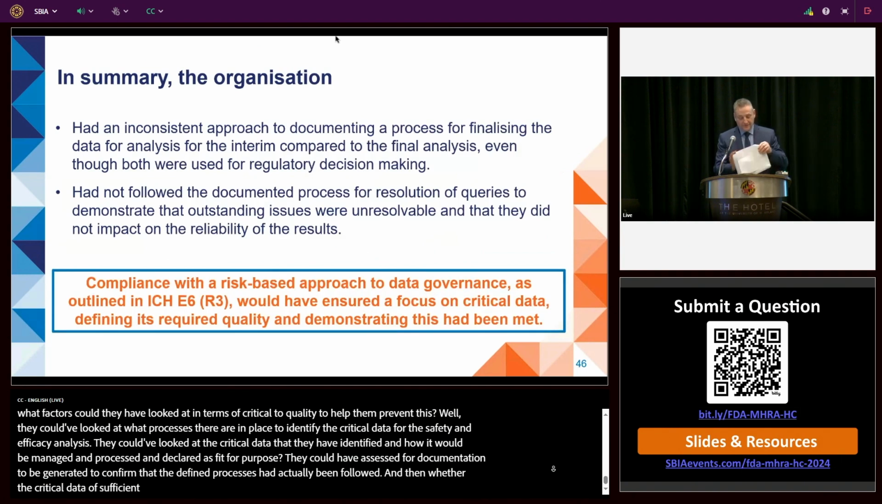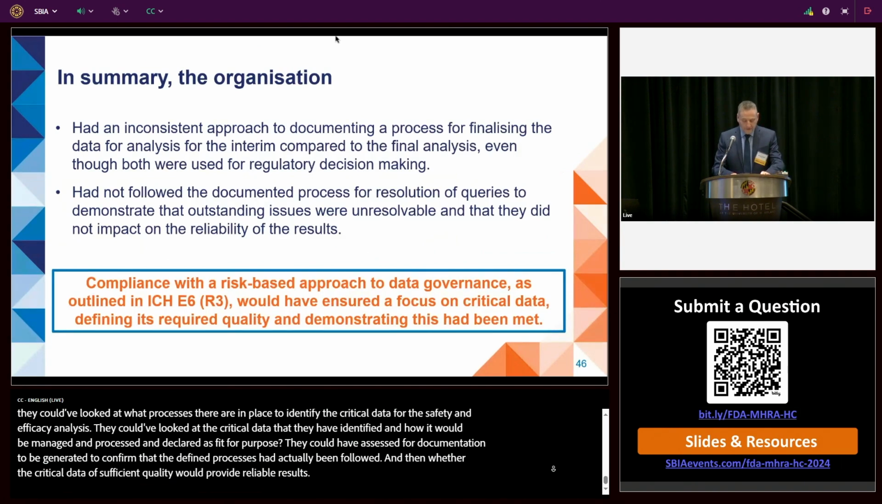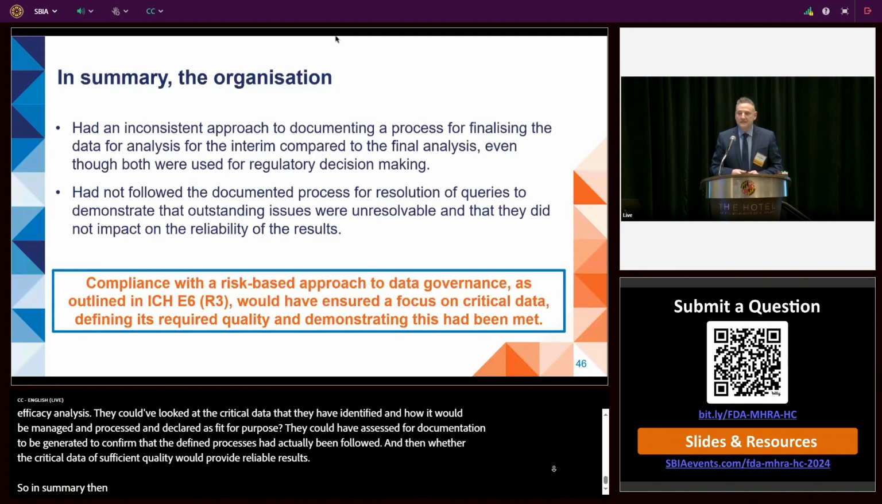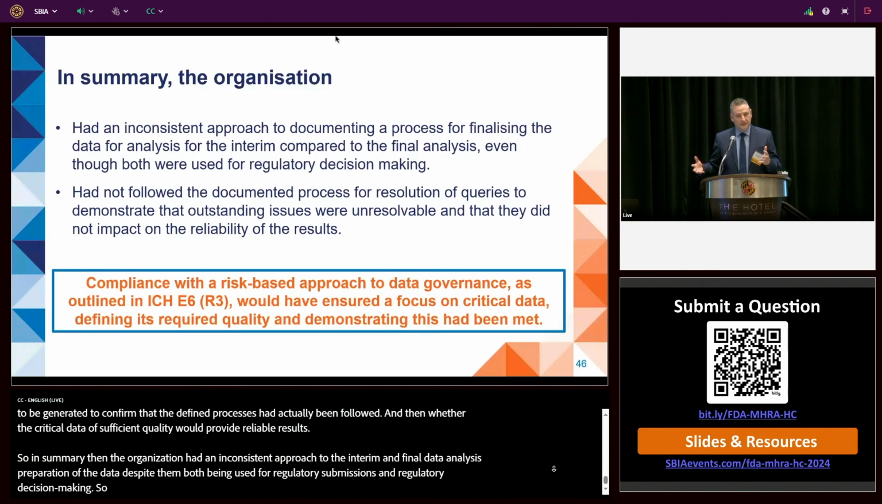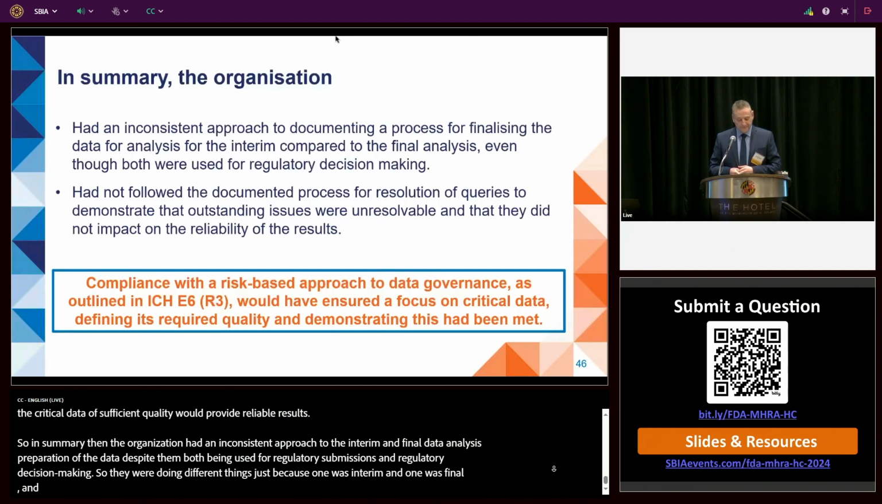So in summary then, the organisation had an inconsistent approach to interim and final data analysis preparation of the data, despite them both being used for regulatory submissions and regulatory decision making. So they were doing different things just because one was interim and one was final, and you couldn't reconstruct what had happened at the interim compared to the final in the same way.